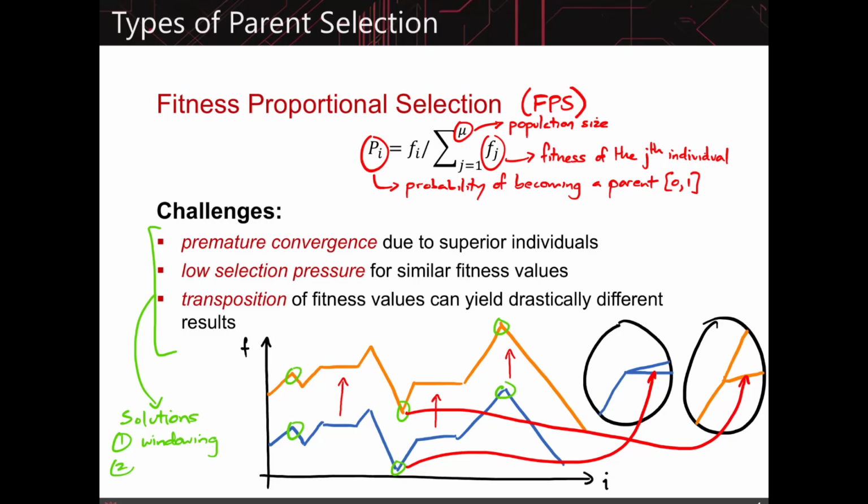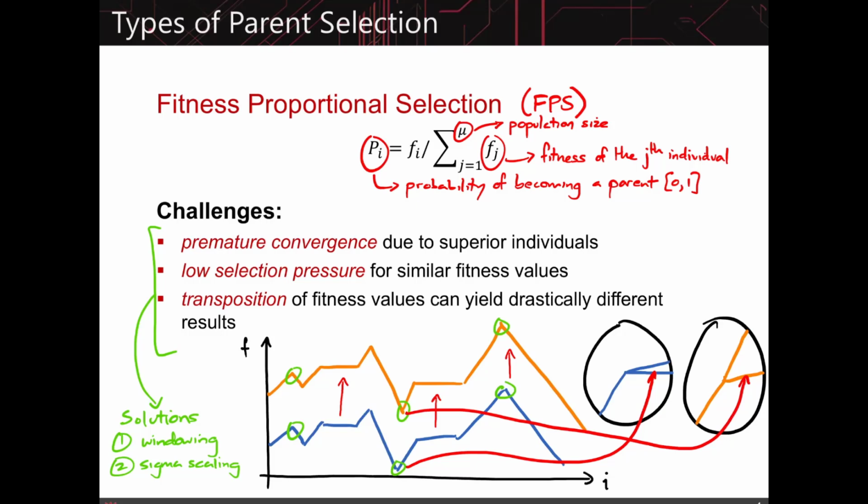The second, which is also a variant of windowing, is called sigma scaling. This is a specific technique that was discovered by researchers that essentially takes into account the mean and standard deviation of the current population to normalize the fitness values in each generation so that FPS is more consistent, again, from one generation to the next. You don't need to know the details of these solutions, just know that by adjusting the relative scale of fitness values, we can address some of the challenges of computing probabilities using FPS.